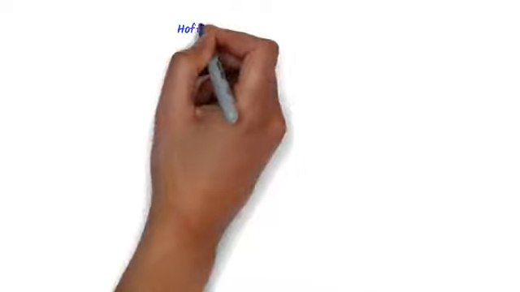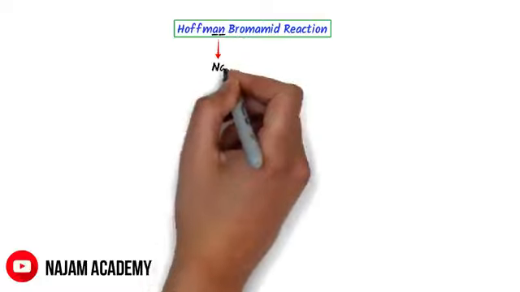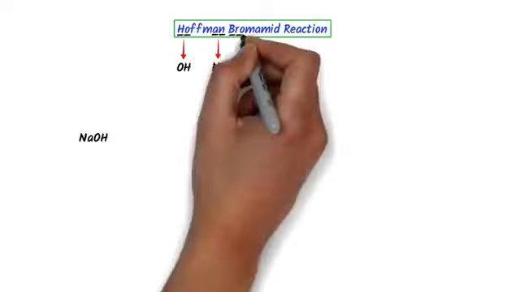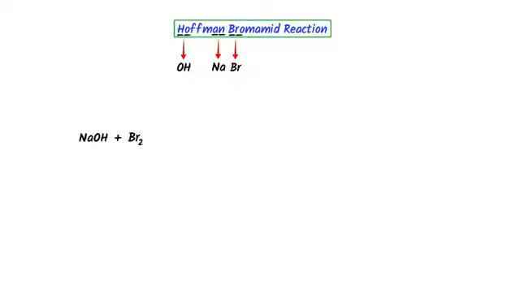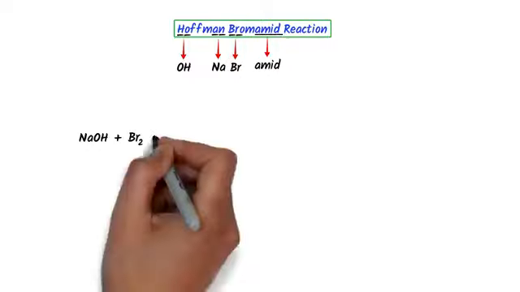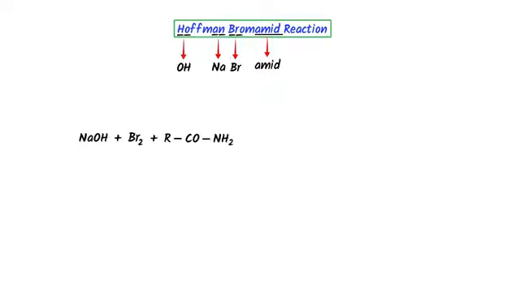Now let me teach you Hofmann bromamide reaction. Well, I select Na and OH in Hofmann. I write it as sodium hydroxide. Plus I select Br in bromamide. I write bromine. Thirdly, I select amide in bromamide. We know that amide is R-CO-NH2. So these are the reactants of this reaction.